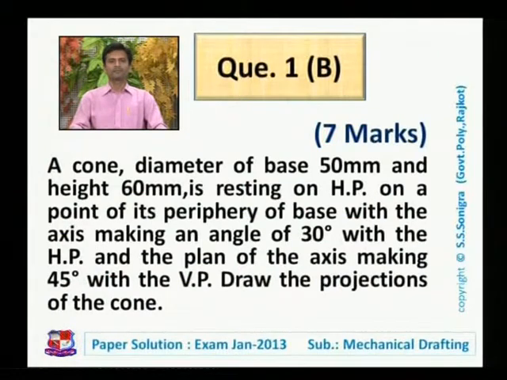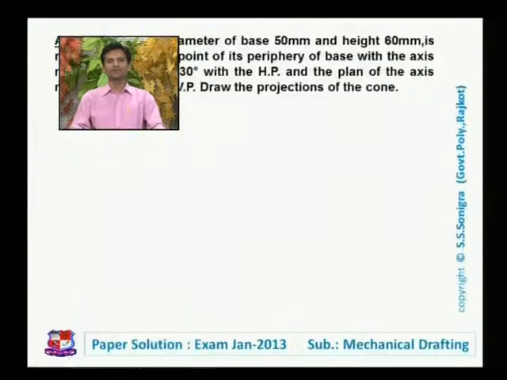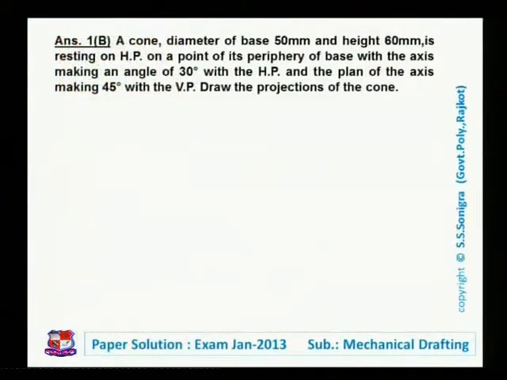plane, and the plane of the axis, plan of the axis, that is top view, makes an angle of 45 degree with vertical plane. Draw the projections of the cone. Now to draw the projection of this cone, first we have to draw the top view of this cone. Draw XY line which represents intersection of horizontal plane and vertical plane, and draw top view of the cone.